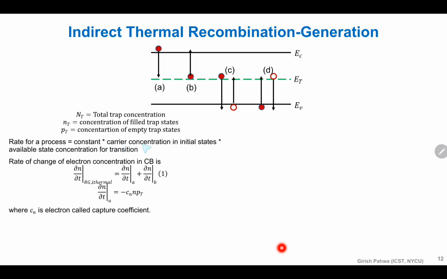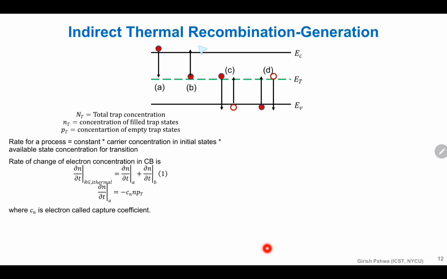See here, the carrier concentration in the initial state. So what is the concentration of electrons here? Concentration of electrons is the same as the concentration of filled trap states. If they are filled, they have electrons, right? Filled trap states means they have electrons. So it will definitely be proportional to Nt, small nt, times the concentration of empty states in the conduction band.